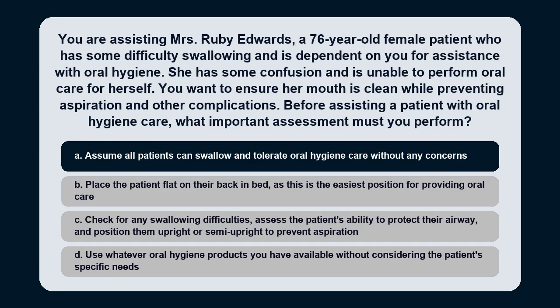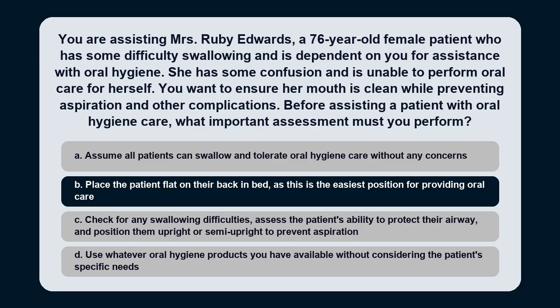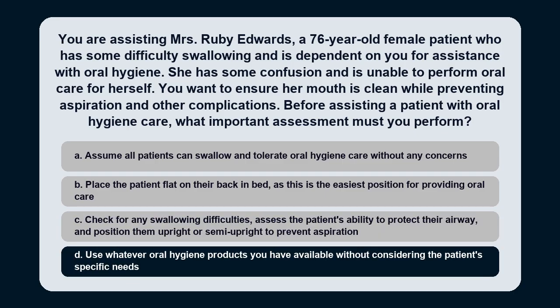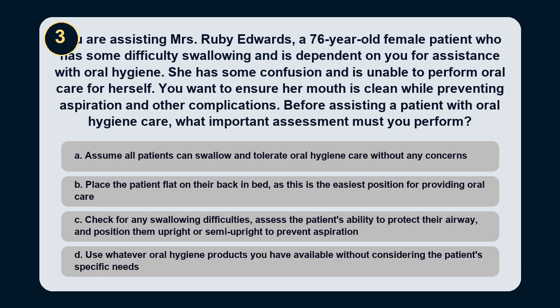Option A. Assume all patients can swallow and tolerate oral hygiene care without any concerns. Option B. Place the patient flat on their back in bed, as this is the easiest position for providing oral care. Option C. Check for any swallowing difficulties, assess the patient's ability to protect their airway, and position them upright or semi-upright to prevent aspiration. Option D. Use whatever oral hygiene products you have available without considering the patient's specific needs.